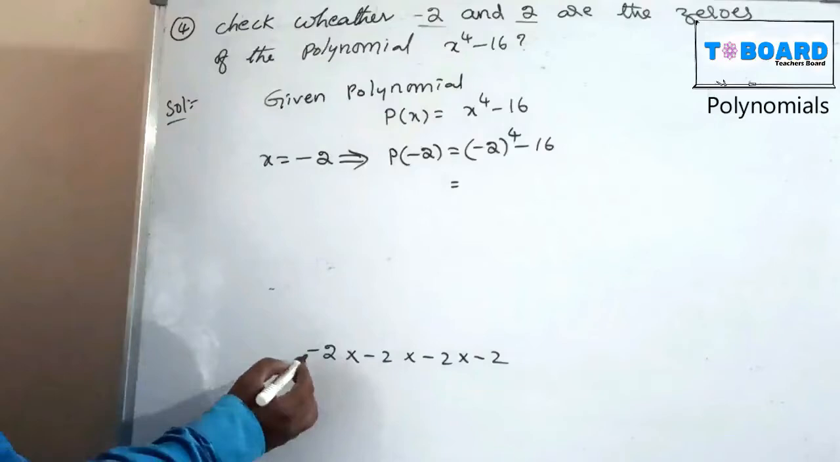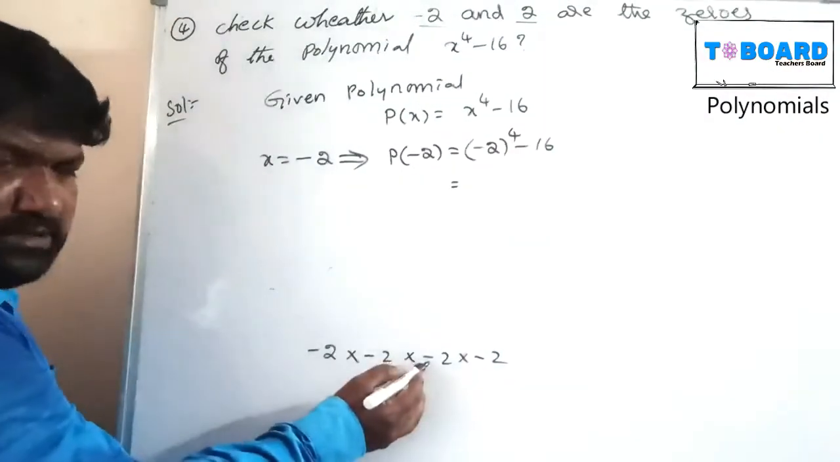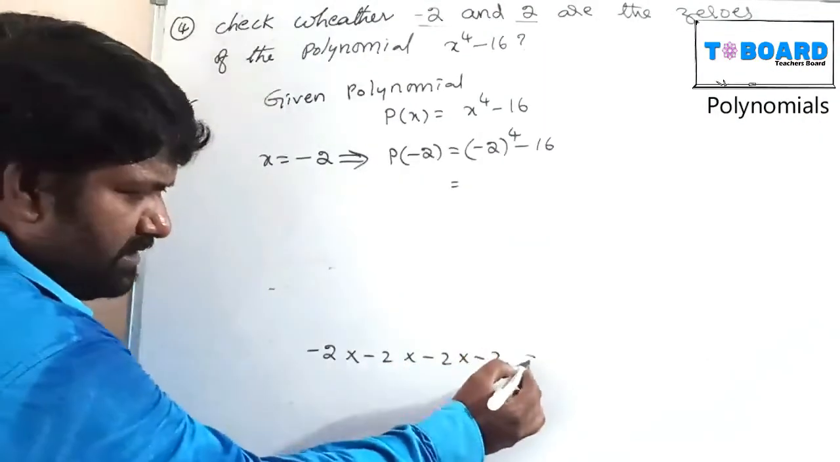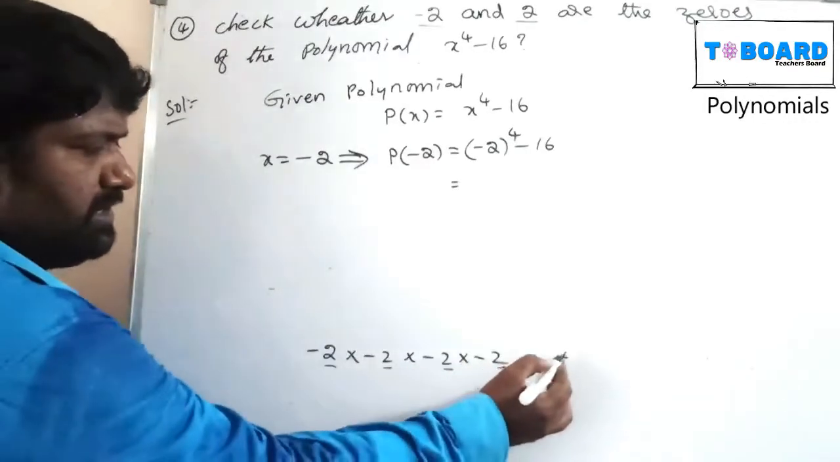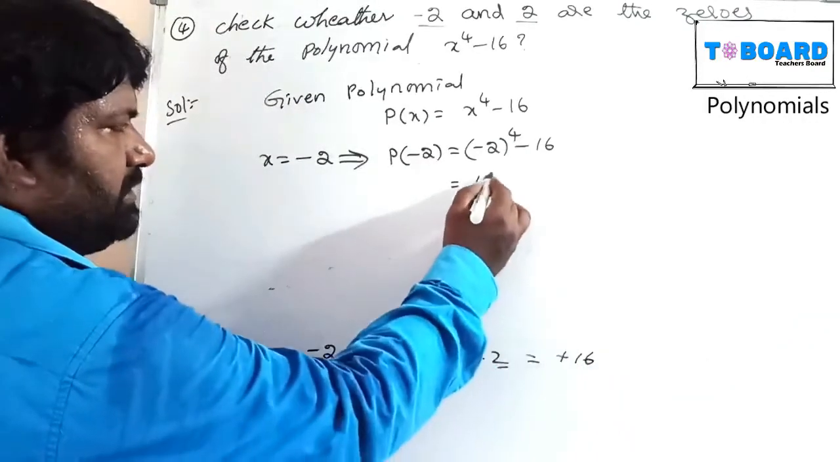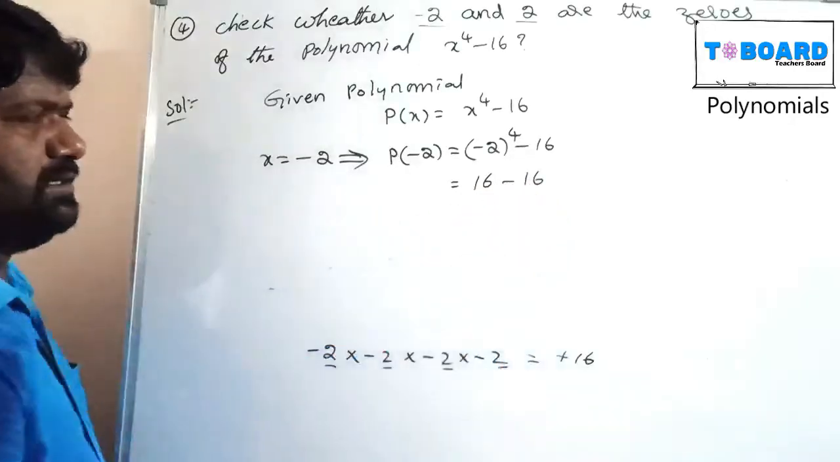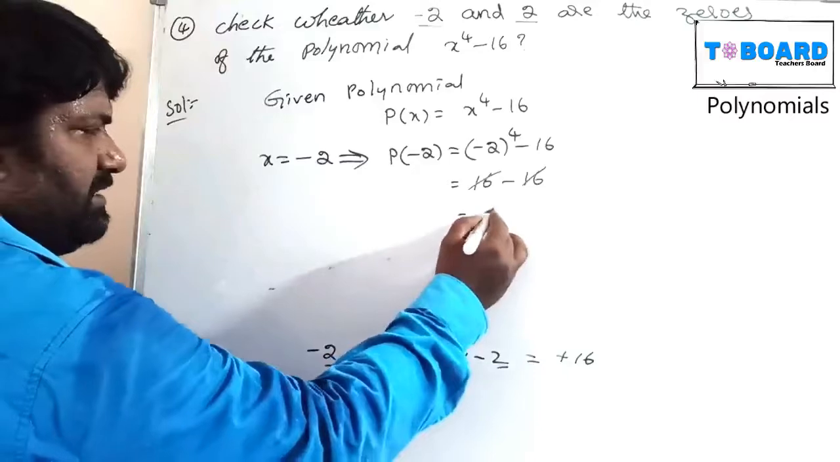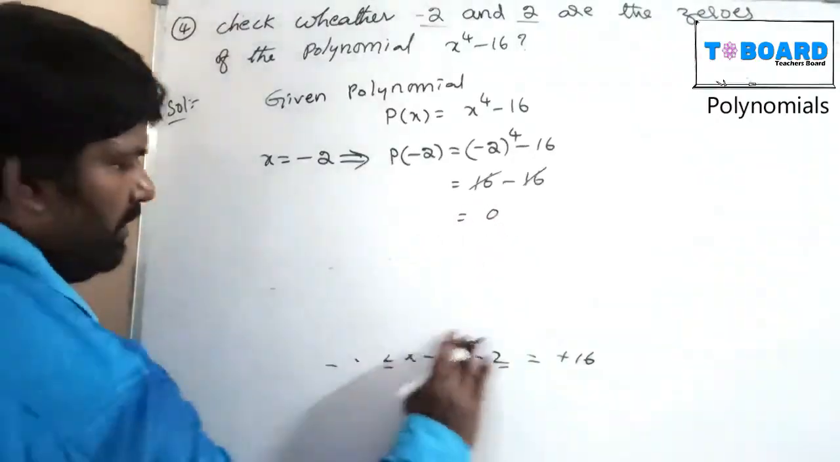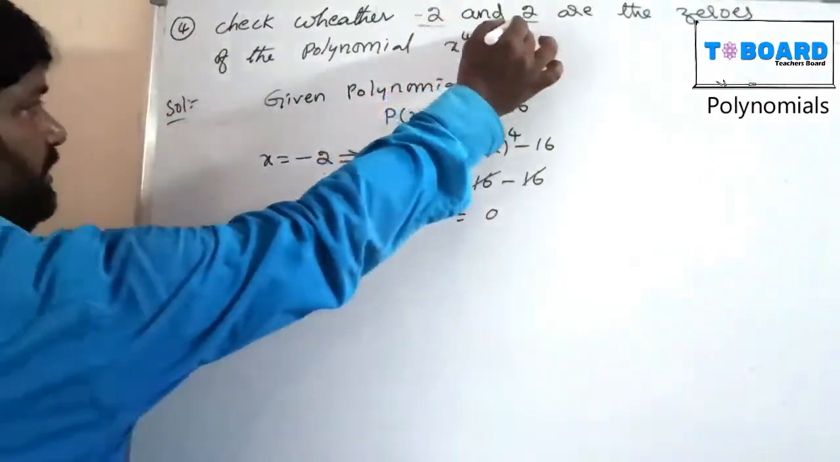Minus into minus is plus, plus into minus is minus, minus into minus is plus. 2 2s are 4, 4 2s are 8, 8 2s are 16. That is 16 minus, second term is minus 16. Plus 16 minus 16, cancel, 0. And one more 0 is 2.